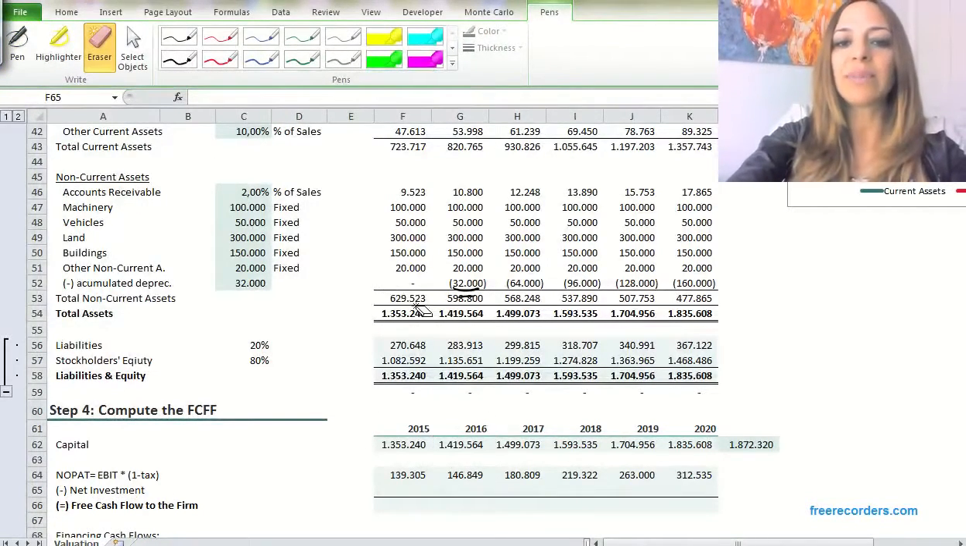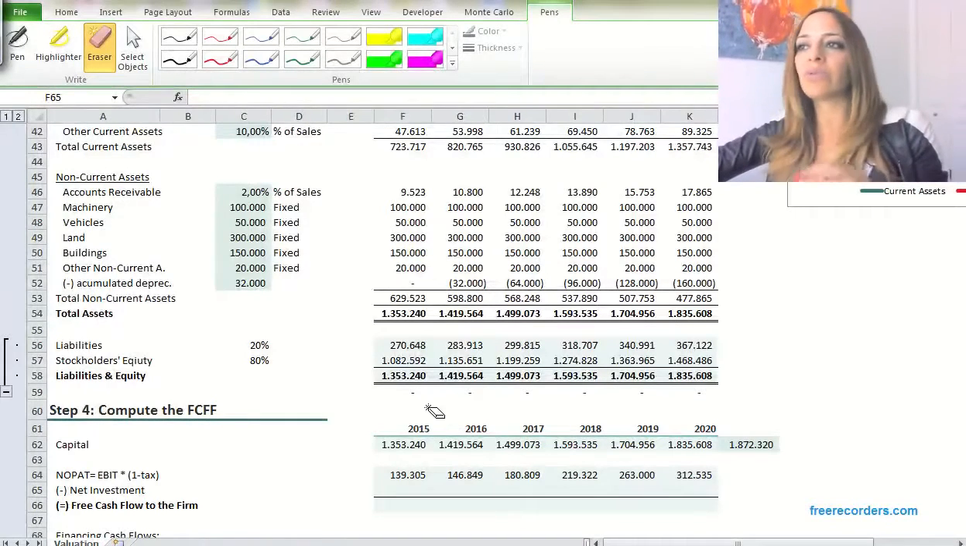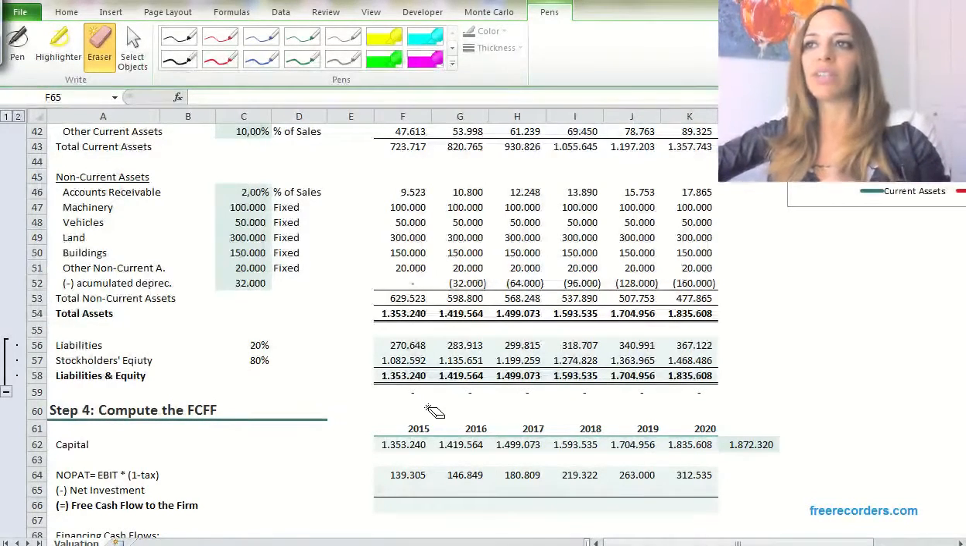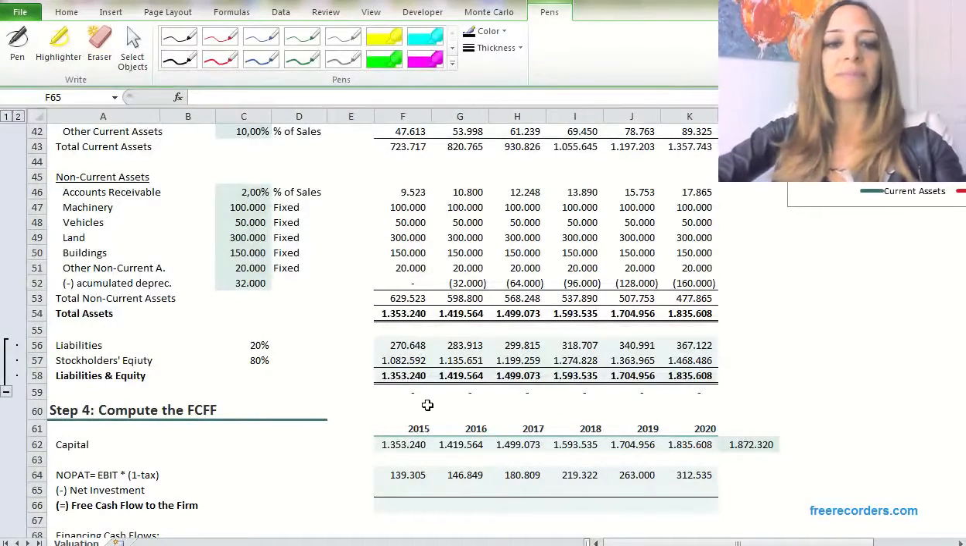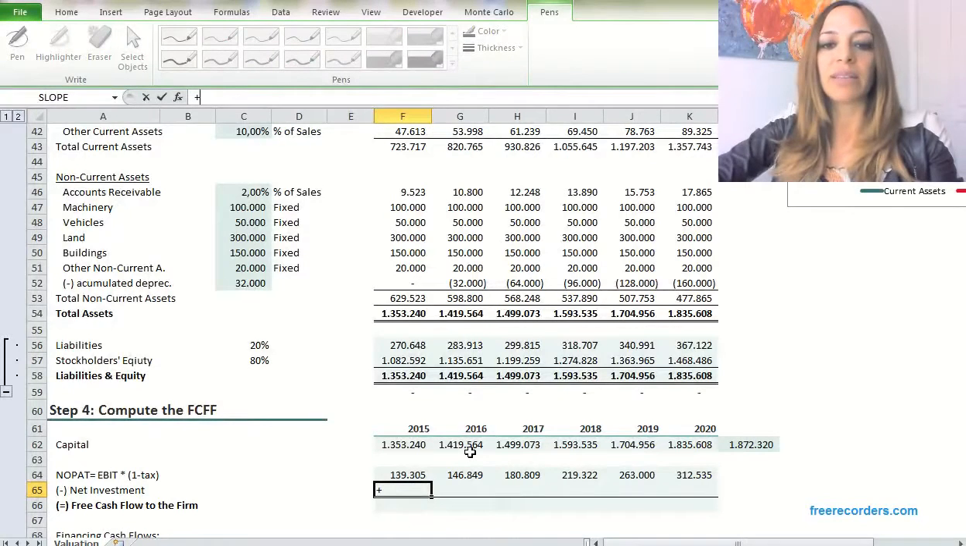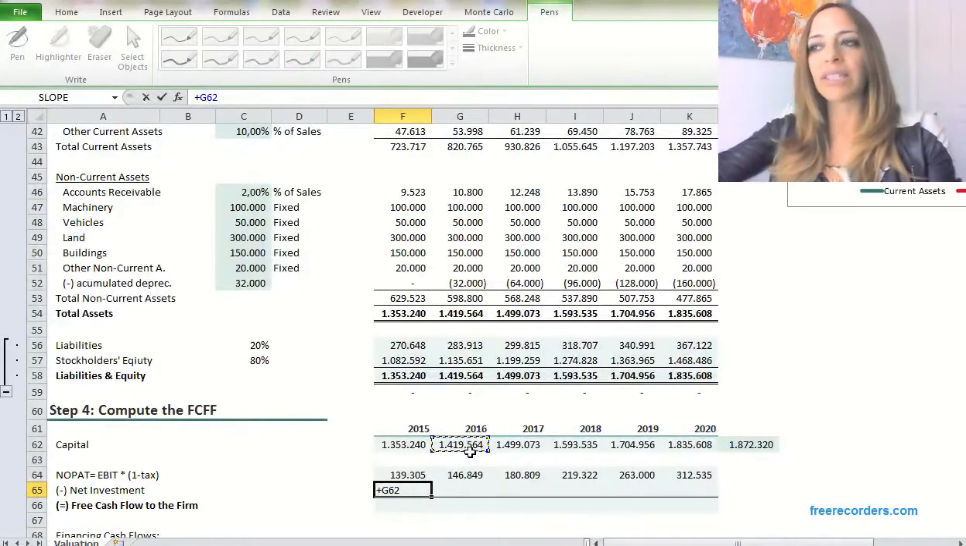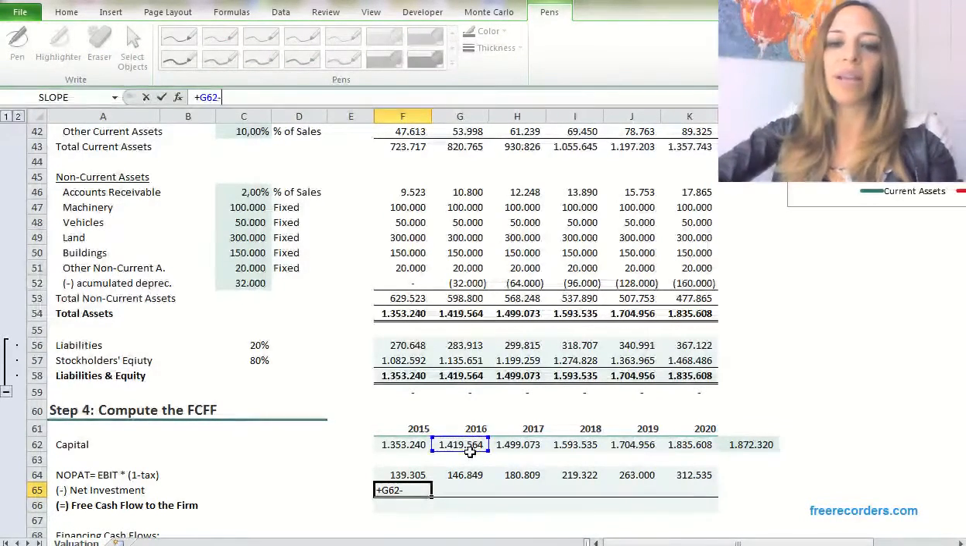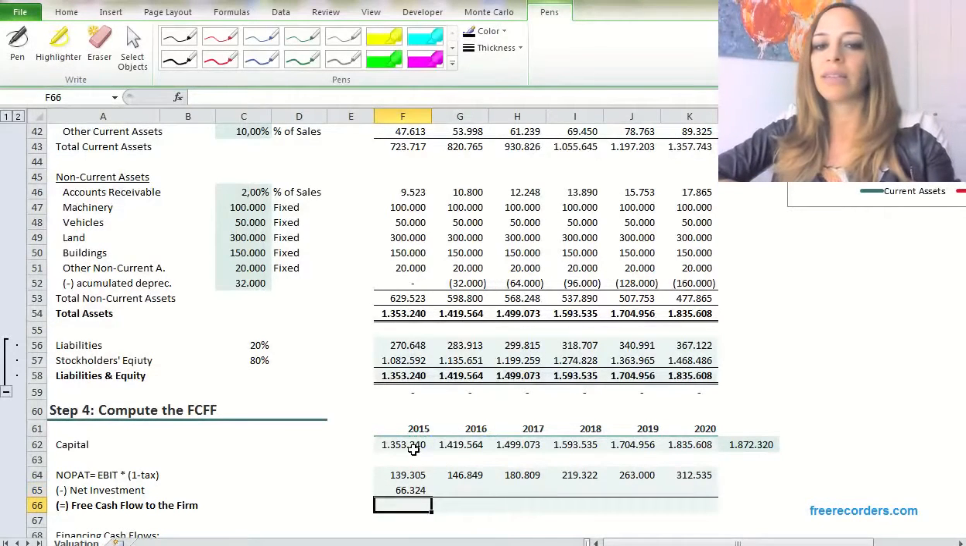If net investment is 0, it means we are exactly covering depreciation. That's what it means. In this case, it will be positive. We are buying assets. How much is net investment? The capital we will need next year minus the capital we have today. Okay, 66 in the first year.